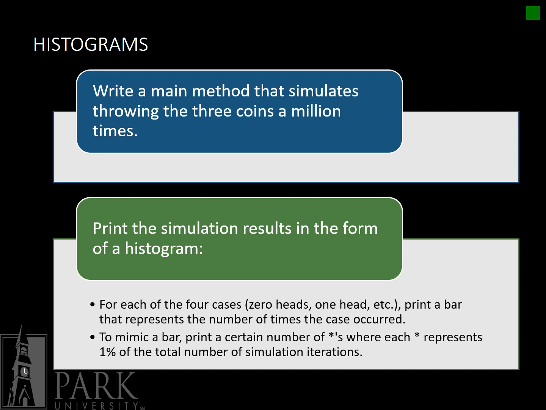And to mimic a bar, we're just going to print asterisks, where each asterisk represents 1% of the total number of simulation iterations, right? Because we don't want to print, if we're doing it 1,000,000 times and we figure an even distribution, well, that's going to be 250,000 per. So we don't want to do 250,000 asterisks. That would just be ridiculous. So we want to have it represent multiple. So let's take a look at how we're going to do that.